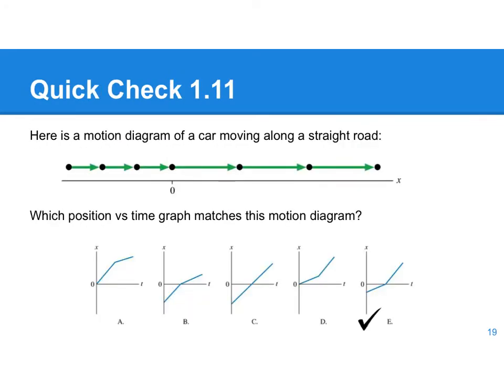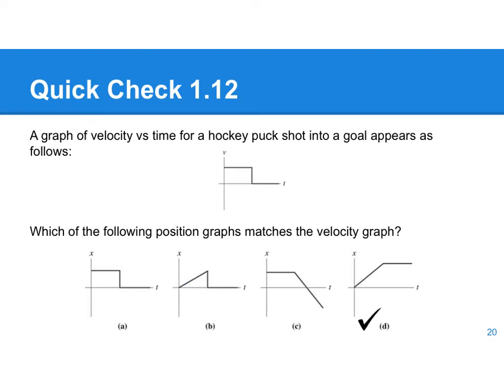All right, so here we got a couple more quick checks. Here's a motion diagram of a car. Here's the position versus time graph, right? Here's my 0 point. We're just plotting these data points. Here we have a velocity versus time graph, and again, it's positive velocity, therefore I must have a positive slope. 0 velocity, 0 slope. So the velocity versus time explains the slope of position versus time.